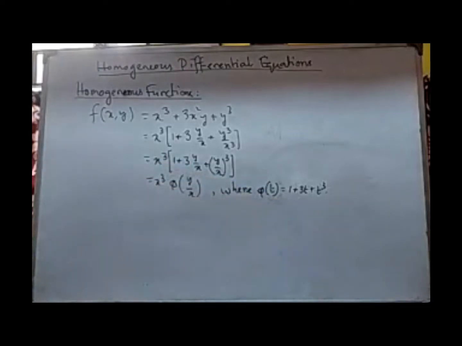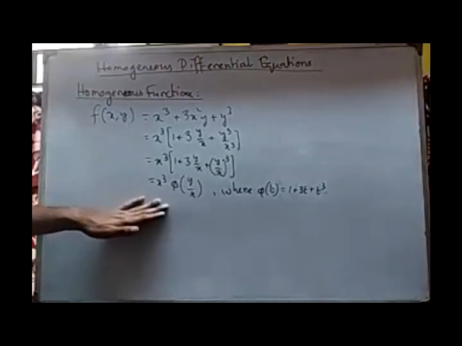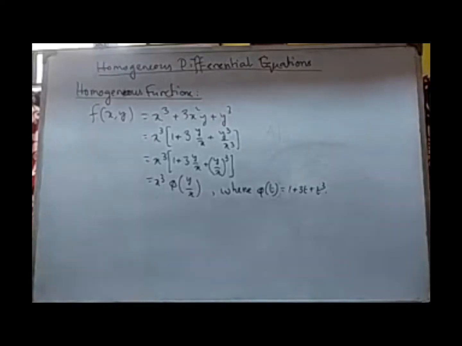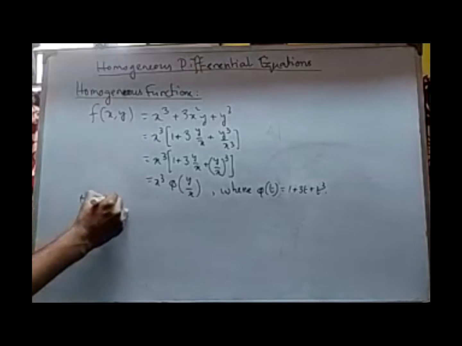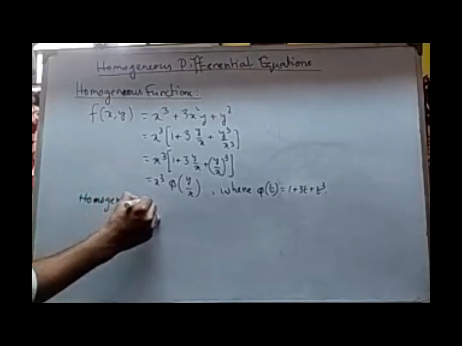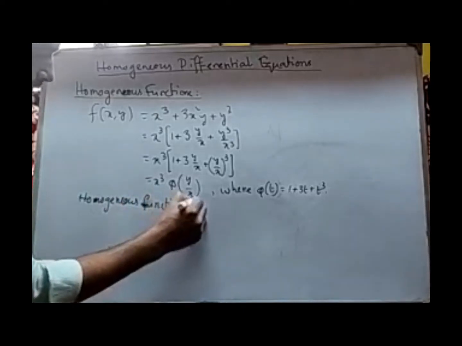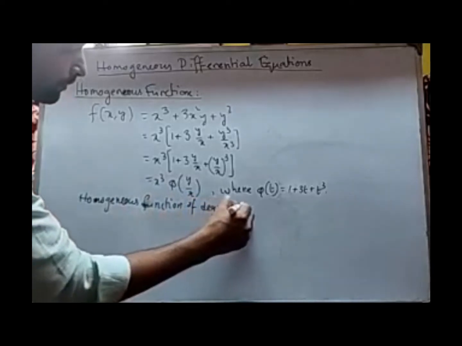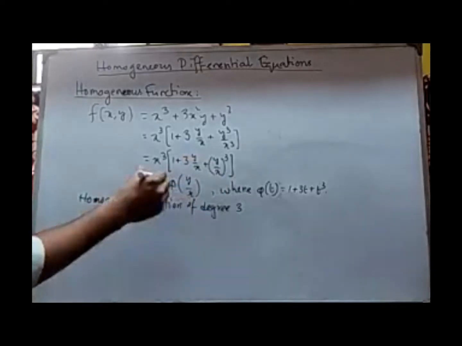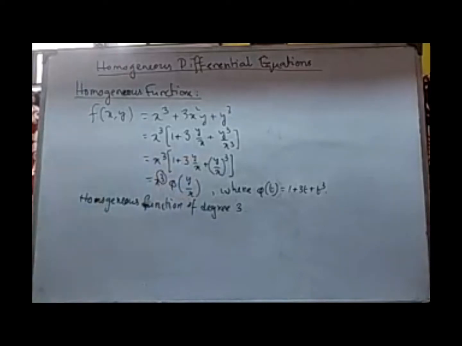So this is the definition for homogeneous function, that if f of xy, a function of x and y, can be written like this, then it is called a homogeneous function of degree 3. And where is this 3 coming from? This is the 3. The highest power of x that you are taking common, that power is called the degree of homogeneity. It's a homogeneous function of degree 3.